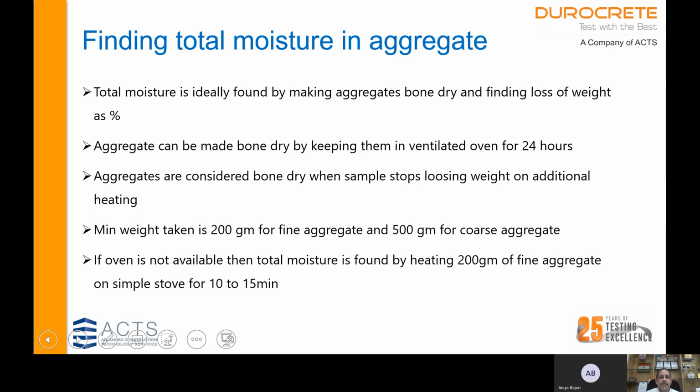The minimum weight to be taken is 200 grams for fine aggregate and 500 grams for coarse aggregate. If oven is not available, then total moisture also can be found by heating 200 grams of fine aggregate on a simple electric stove for 10 to 15 minutes.